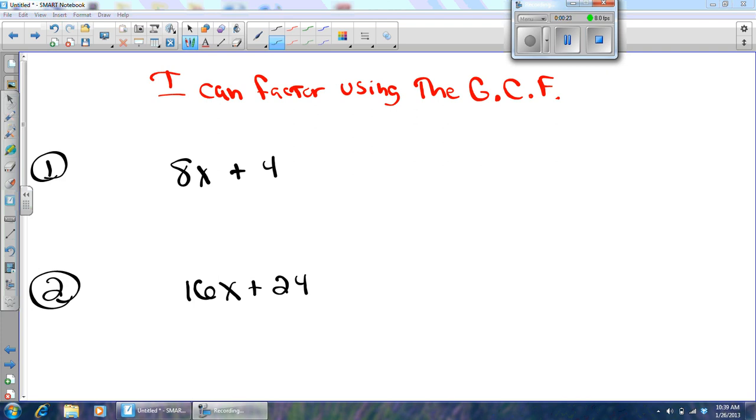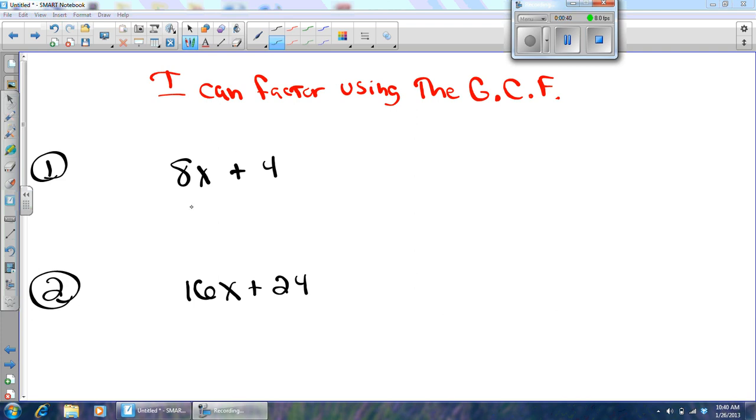Factoring is like the opposite of distributing. And that's how I want you to think about this. The first type of factoring we're going to learn is called factoring by the GCF. It's the first type of factoring we learn. It's always the first type of factoring you're always going to try. I said always several times there for a reason.